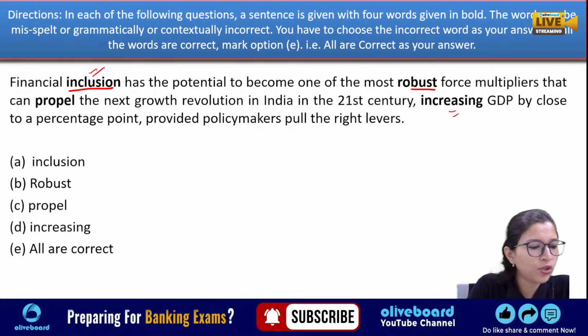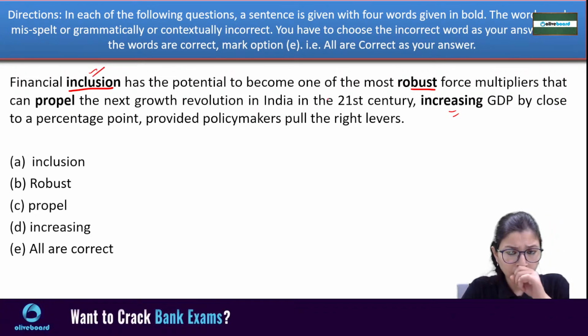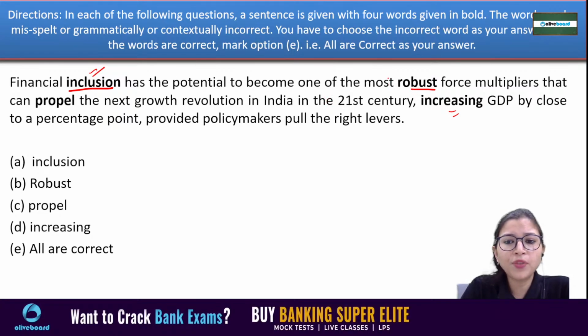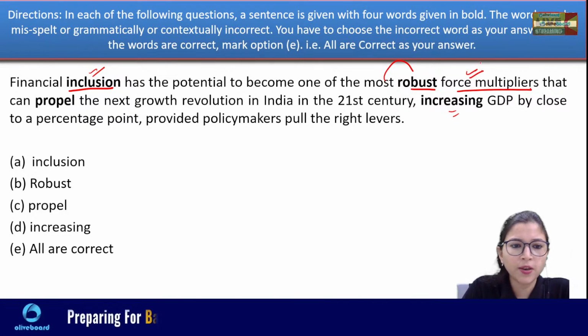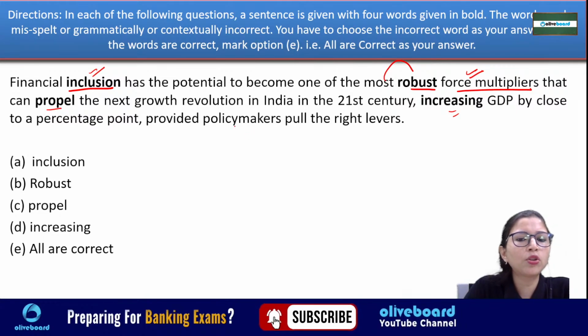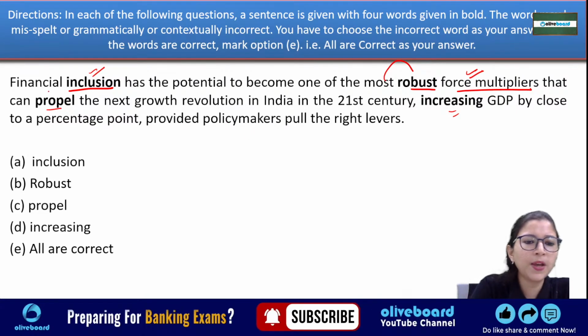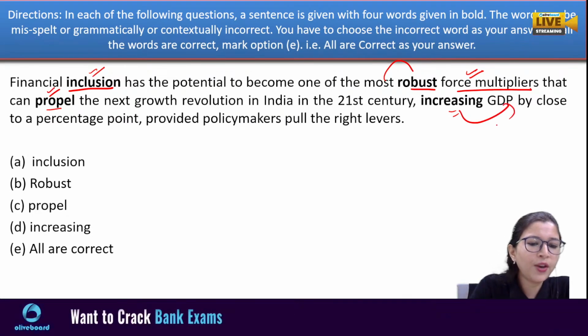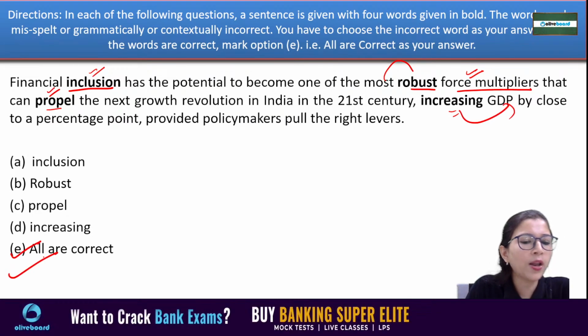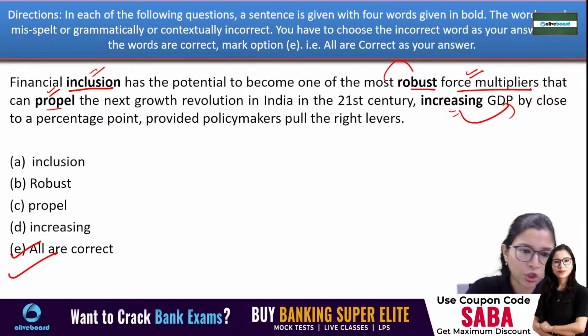Financial inclusion, correct usage, has the potential to become one of the most robust force multipliers. So robust, you know, strong force multipliers, that is also correct. That can propel the next growth revolution. Propel is used as a verb here. It is also correct. Increasing GDP, that is also correct. Everything is correct. The answer is E. All are correct, grammatically also and contextually also.